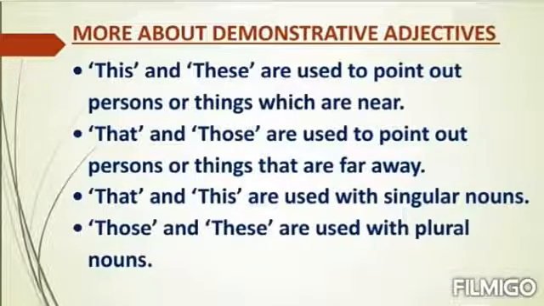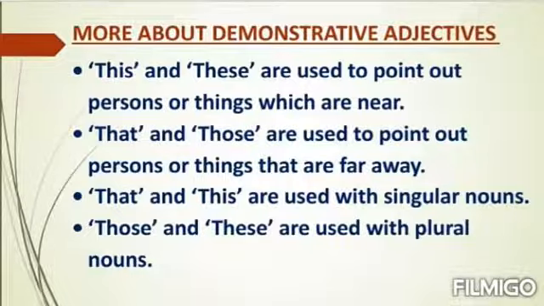This and these are used to point out person or thing which are near. That and those are used to point out person or things that are far away. That and this are used with singular nouns. Those and these are used with plural nouns.